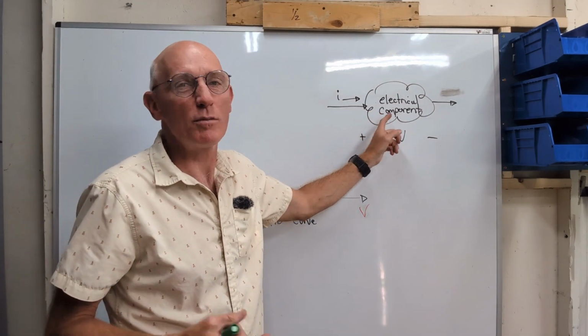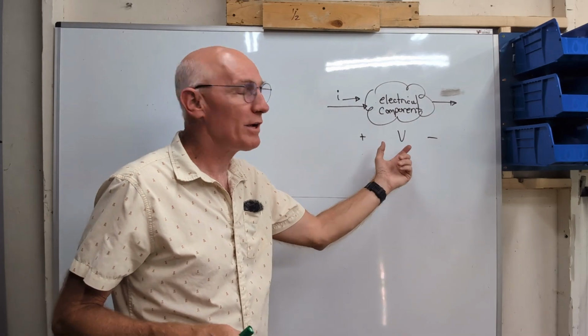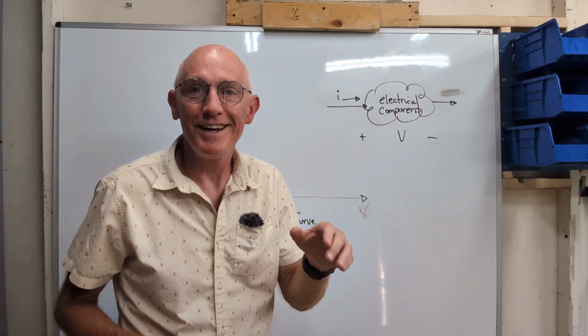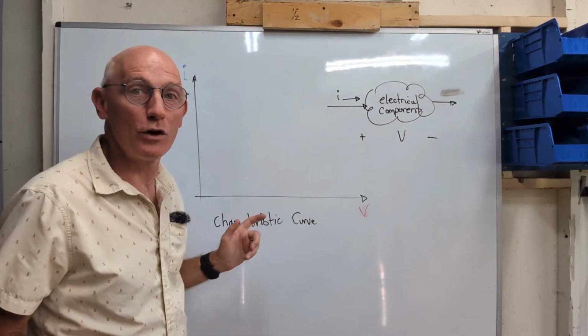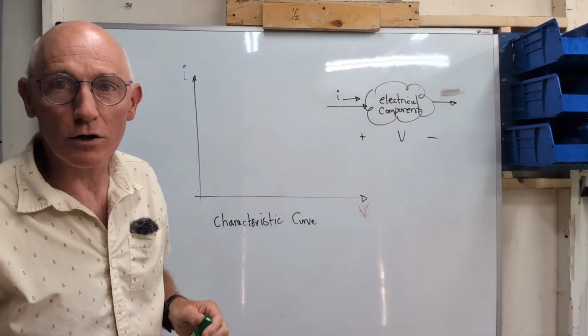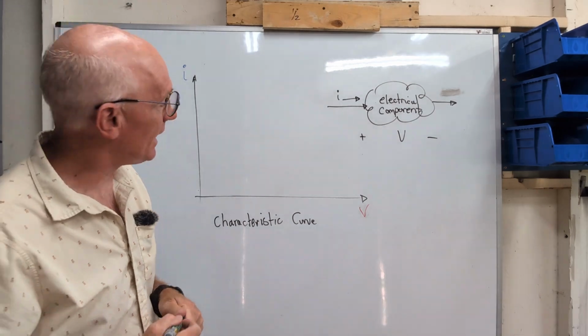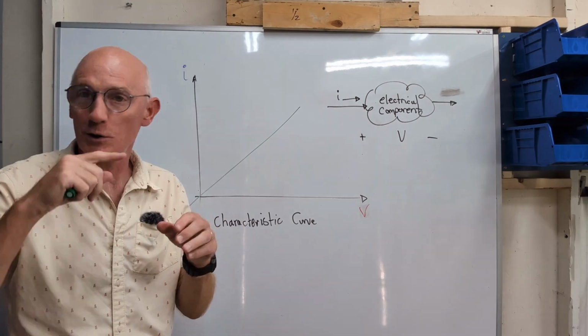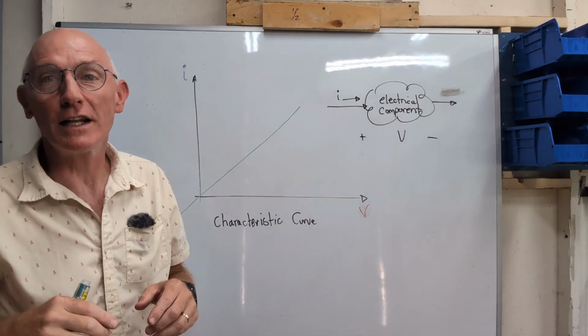So we take an arbitrary electrical component and we apply a voltage across it and we measure the current through it. And then we plot that locus of points. What would it look like? Well, let's take an easy example of a resistor. A resistor has a current voltage relationship described by a straight line.